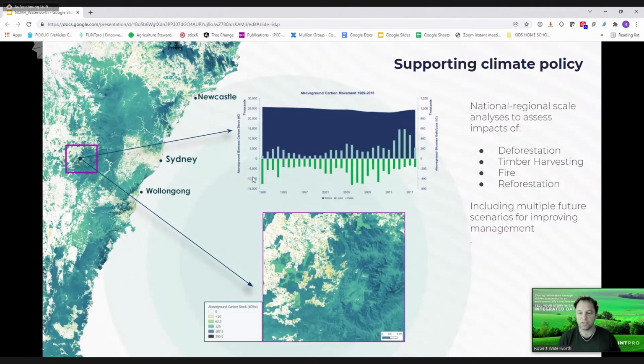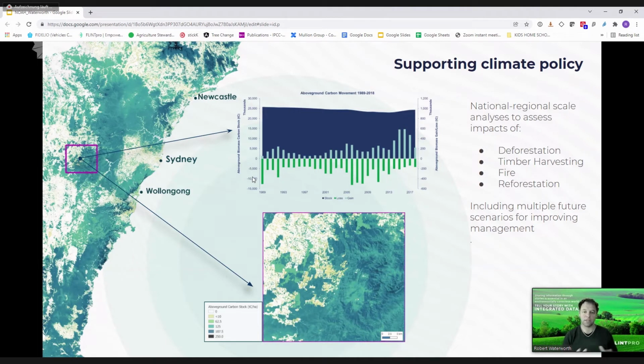So just to show that this is real, I thought I would put up a couple of really useful examples for people to understand. This example here is where we've used flintpro to support government policy in climate change. It's an area in New South Wales. It's a very large area. It's the entire state in Australia.